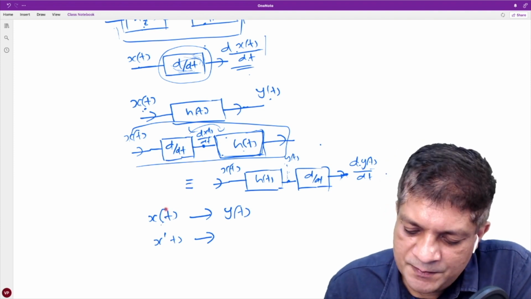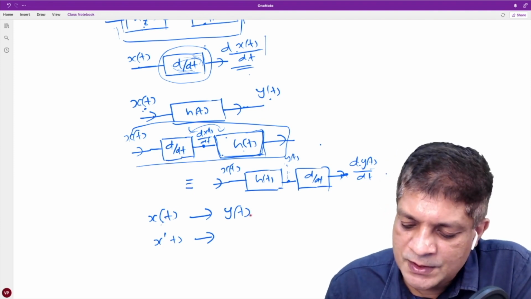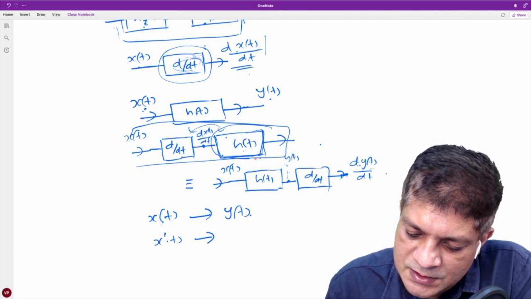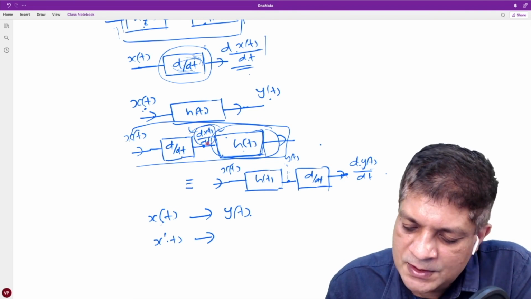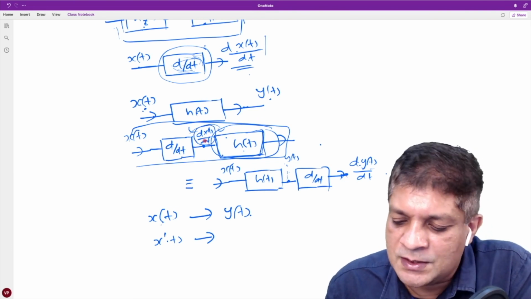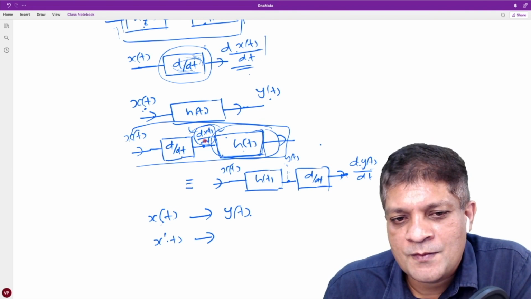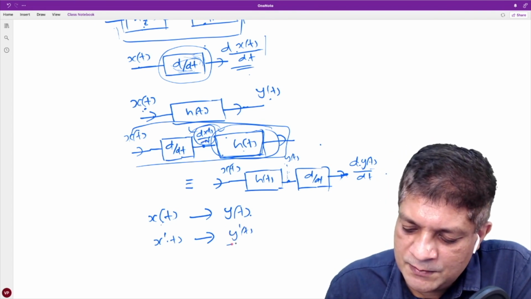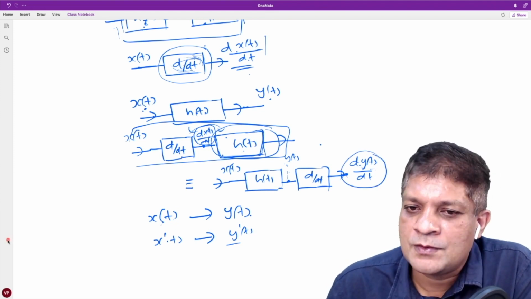We have a system, x(t) is the input, y(t) is the output. My question is, what is the output of that system if we give d/dt of x(t), the derivative of x(t), as the input? It is y'(t). That is what we have proved.